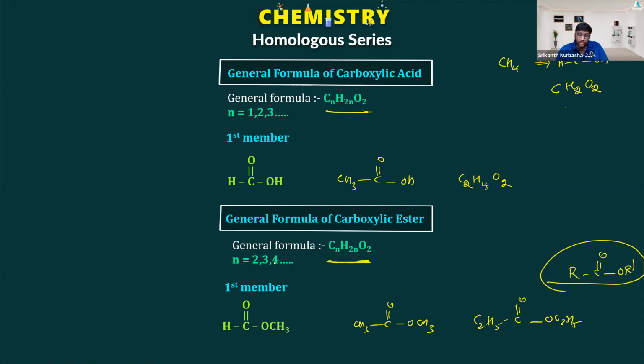CnH2nO2, where n stands for 2, 3, 4, because we require a minimum of 2 carbons. Why? Because in the C=O one carbon is required, and in the OR' one more carbon is required.